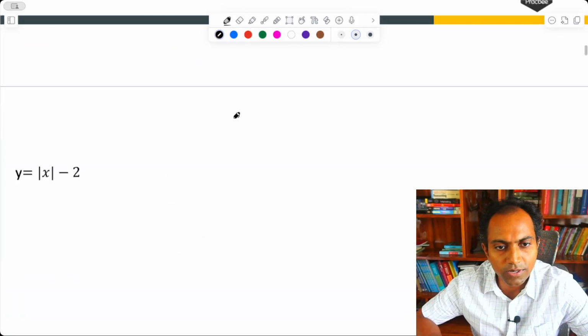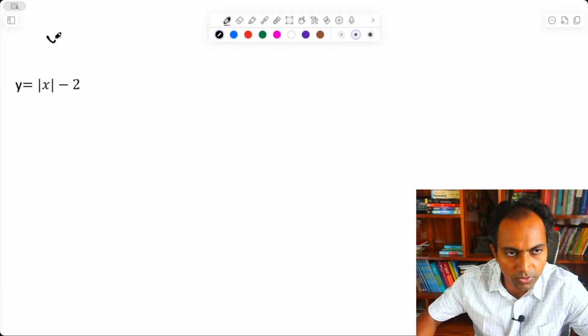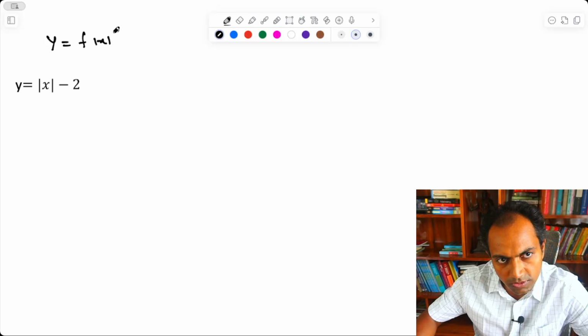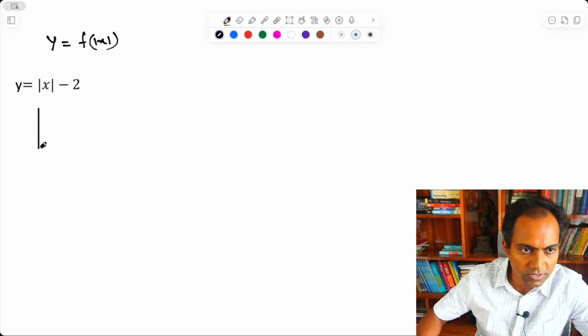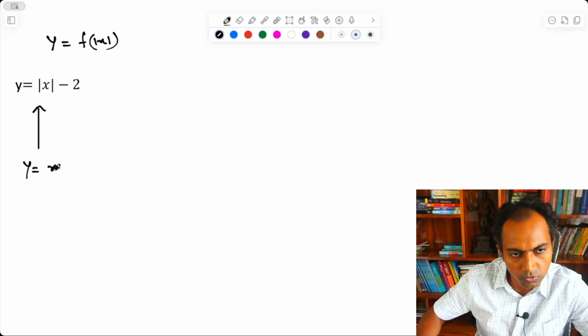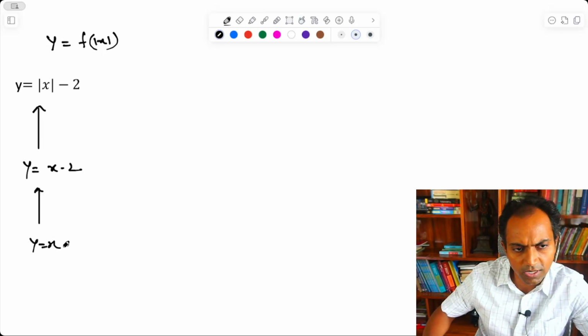Another important transformation would happen if I put modulus inside the function. So what we are doing now, this is an example of inside the function you have put a modulus sign. What to do in this case? So again we will start with the same logic. We will first draw the graph of the function without the modulus sign, and if you don't know this, you can also start with y is equal to x, because this graph everybody knows. So we can start from here, draw the graph for y is equal to x.